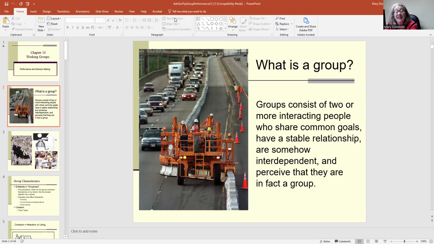But to be a group, you have to have at least 2 or more people. They have to interact in some way. They have to share common goals. They have to have a stable relationship. Now, that doesn't mean long.